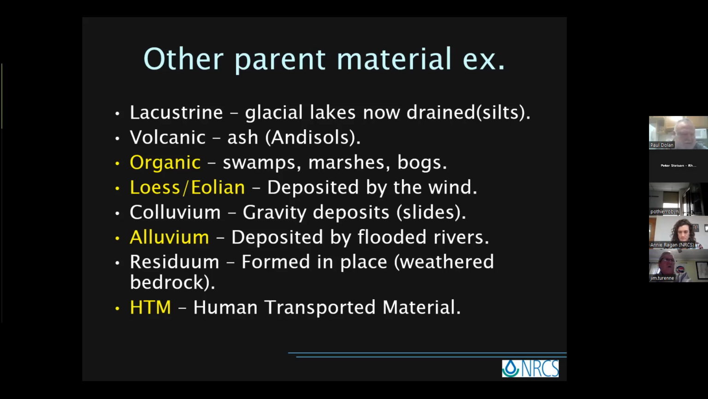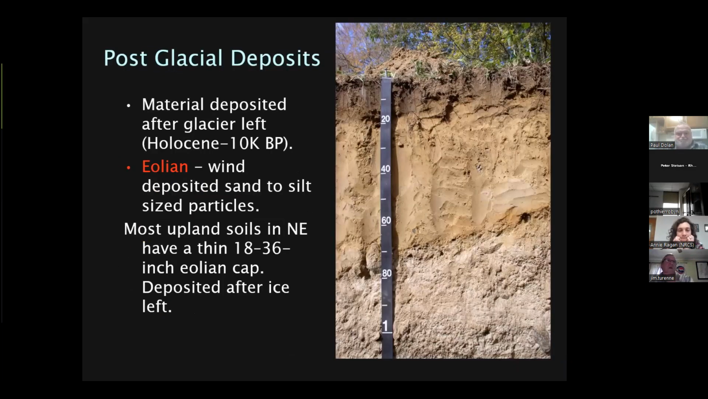A lot of our glacial deposits are overlain by a post-glacial deposit called loess, or windblown material called the Aeolian. Alluvium is material deposited by gravity. Alluvium is deposited in modern-day floodplains or rivers. And residuum is soils that formed in place right from the weathered bedrock. We also have a new parent material that we came up with, and actually another new soil order called human transported material. So anytime humans move materials around and create new soil, that's a new parent material.